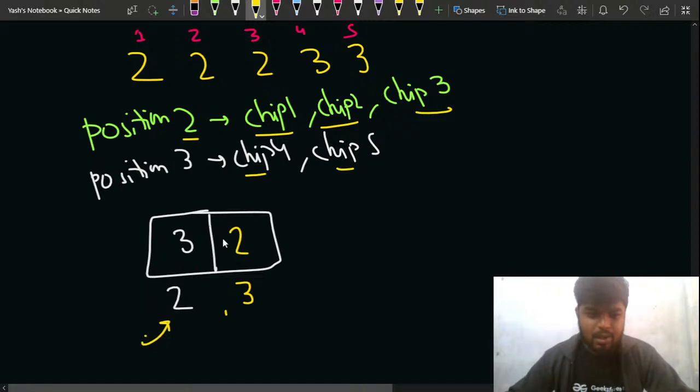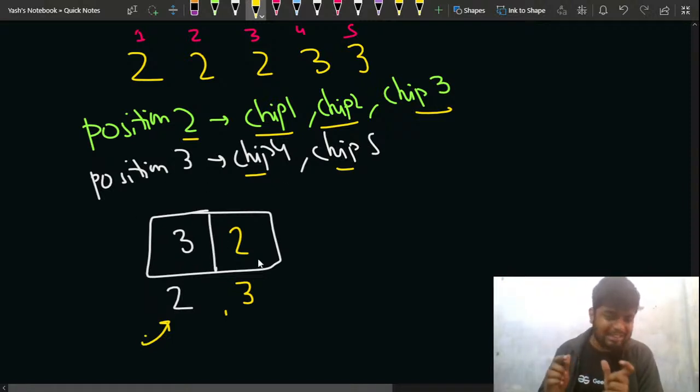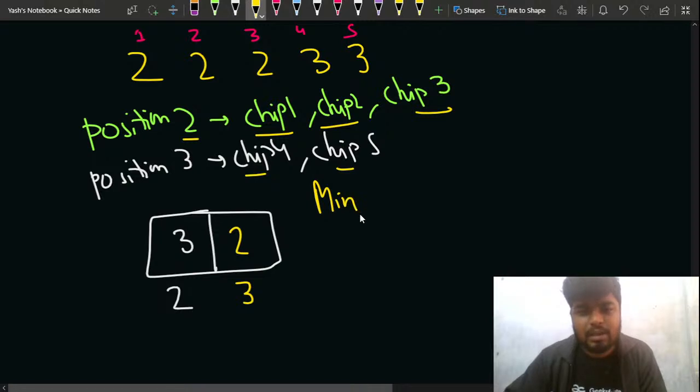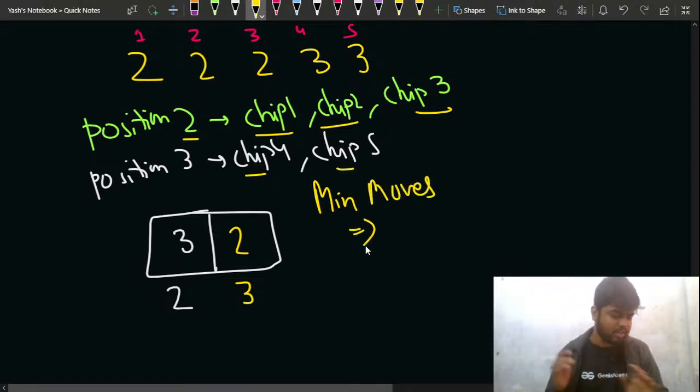So now you tell me what should be the minimum number of moves to bring all the chips to the same index. There are 3 chips at position number 2, and there are 2 chips at position number 3. Can someone tell me? You can try to guess it, or give me any answer. What is the minimum number of moves that I can do?